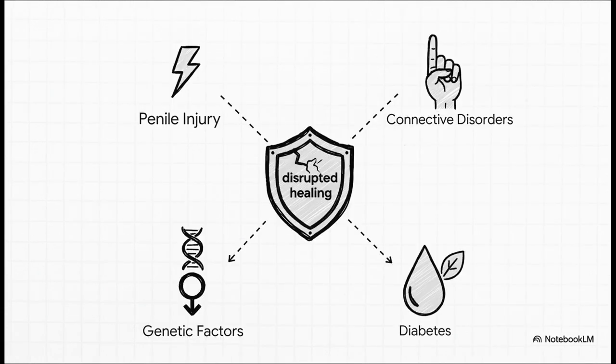So what puts someone at risk for this? Well, no surprise, penile injury is a big one. Even microtraumas can be a trigger. But look at the other factors here. We've got connective tissue disorders like Dupuytren's, family history, low testosterone, and diabetes. What's the common thread? A lot of these things mess with the body's ability to heal properly. So when an injury does happen, the healing process goes haywire, and you're much more likely to end up with that hard, fibrous plaque instead of normal tissue.